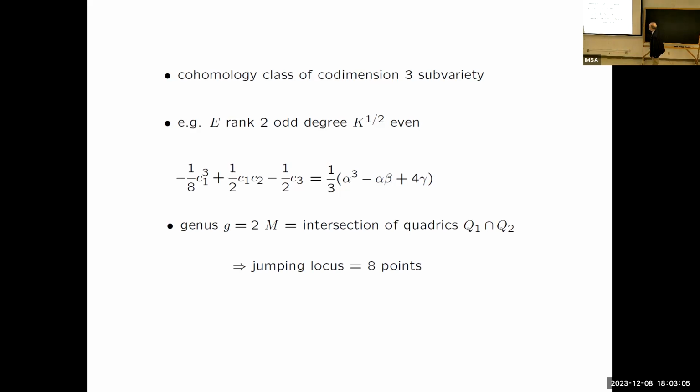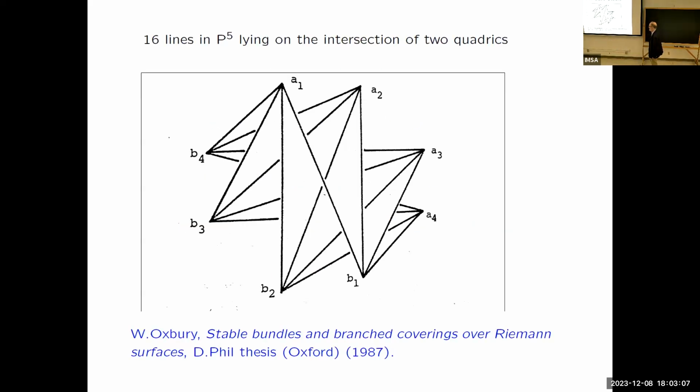So this is where I finished with this diagram. This is in Roxbury's thesis, actually on the title page. These are the 8 points that appear here. So these are 8 points in P5. They lie on these 16 lines here, with 4 going through each point, and that's what it looks like in this case. So the jumping locus is here.